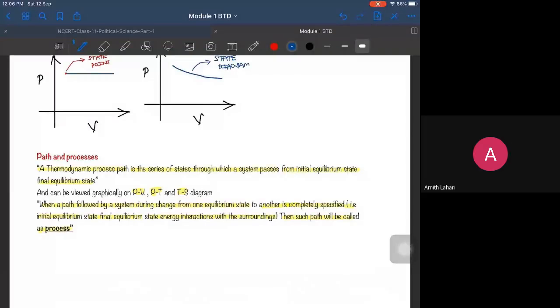Yes, sir. So what is the difference between a path and a process? When can I say a path to be a process? Path is like steps of a process. Steps which have to be completed.